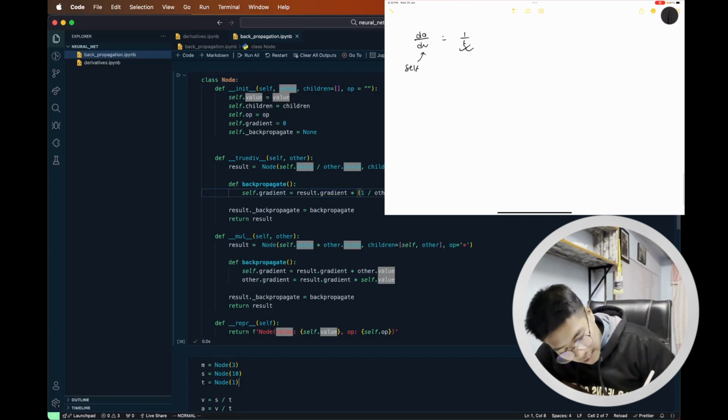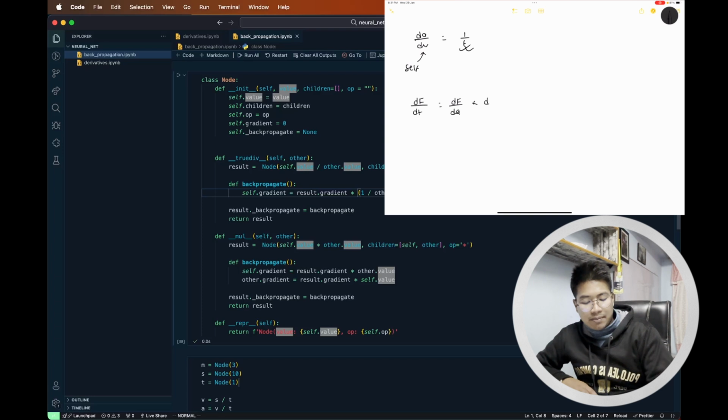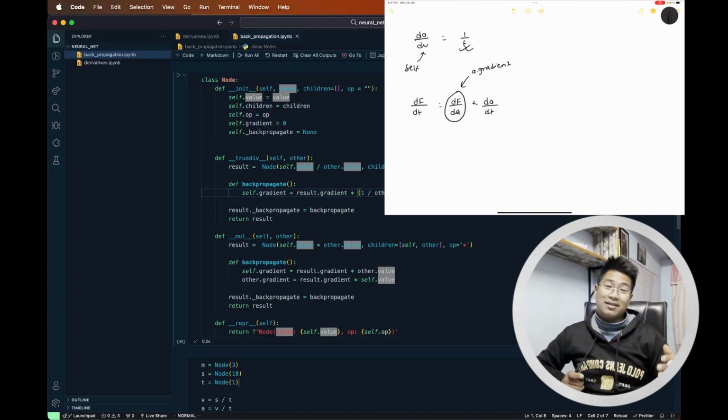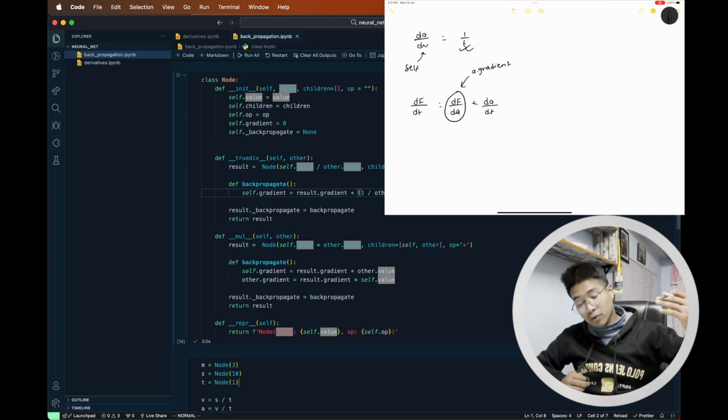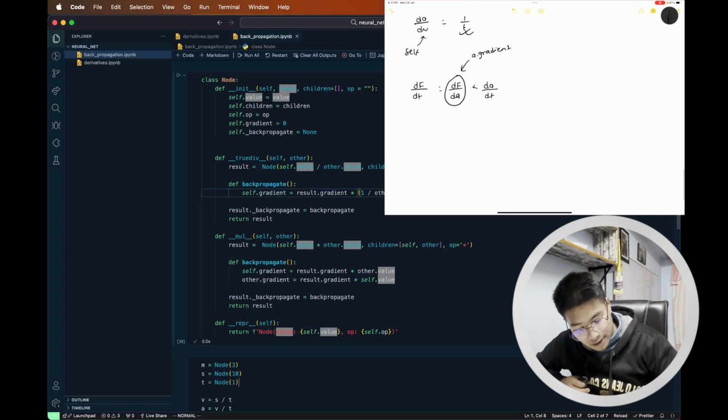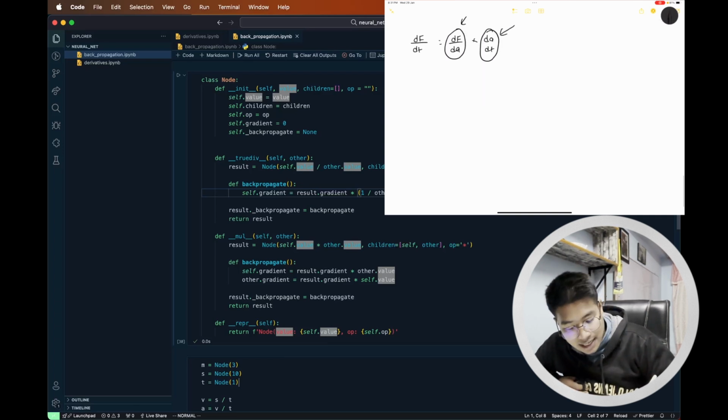Now let's look at what df by dt is supposed to be. This is also supposed to be how f is being affected by a multiplied by how a is going to be affected by t. This thing over here, again, we know that's a dot gradient, or in our case the gradient of the resulting node, right? That's that gradient. We can calculate this thing over here because we are experts in calculating derivatives.